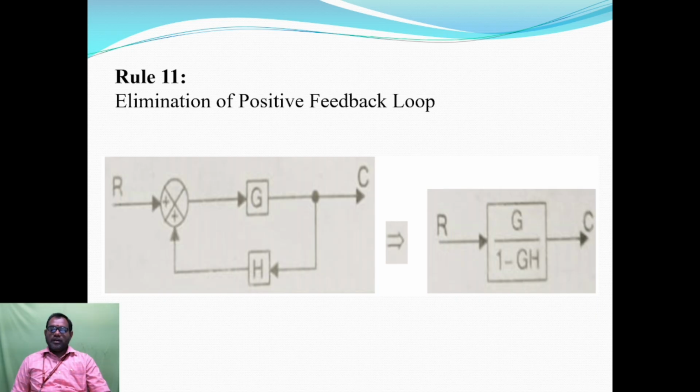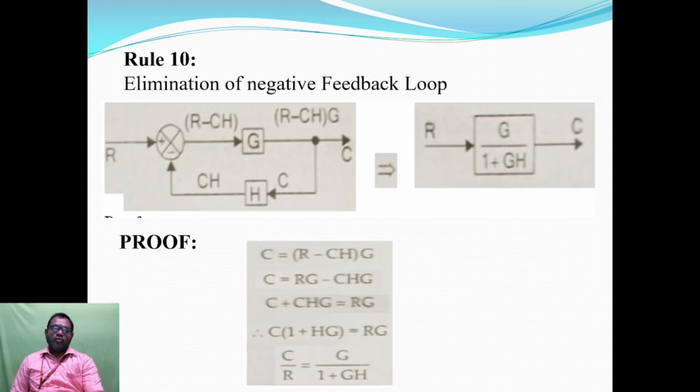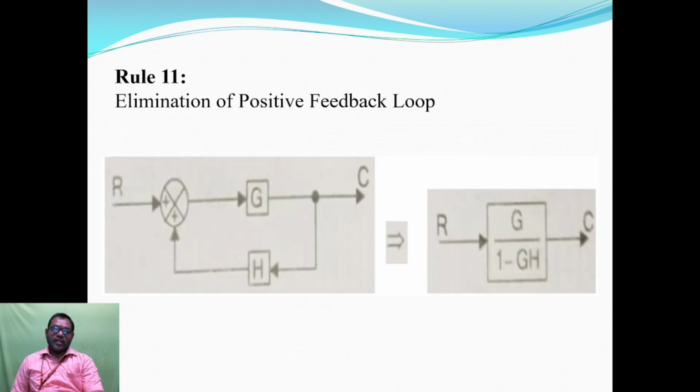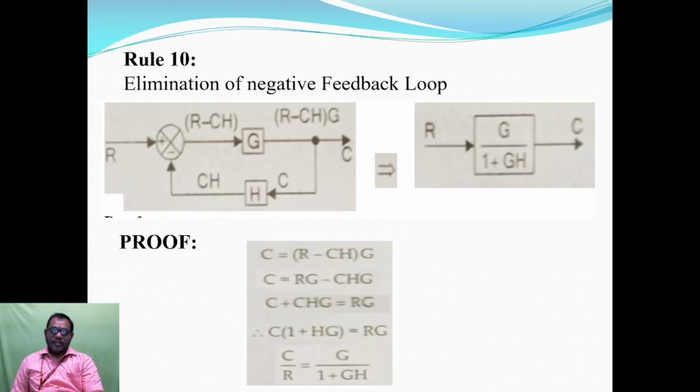So here we are going to use the same process that we did for negative feedback. C is equal to R minus, but instead of minus we are going to use plus CH into G. So C is equal to RG plus CHG. So that is called the elimination of positive feedback, and C plus, we are going to use minus CHG, is equal to RG, and C is the common term.